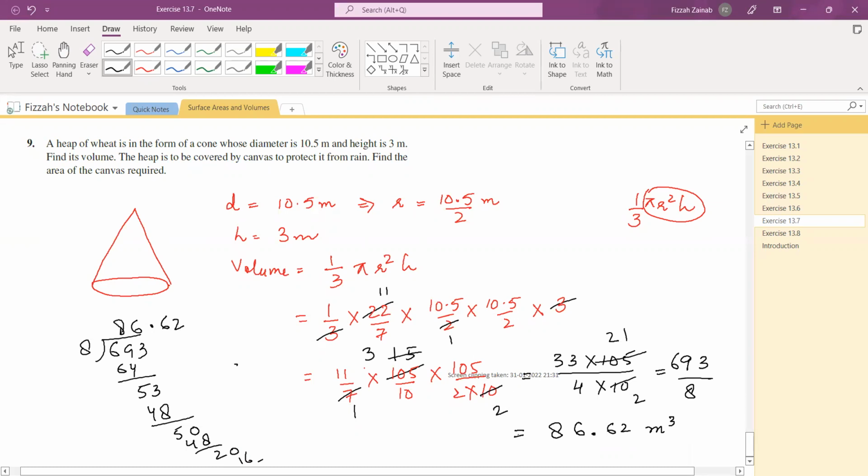Okay, you can just check your calculation again. I'm getting this volume. Now, what else? Next, read the question. The heap is to be covered by canvas to protect it from rain, right? Find the area of the canvas required. So, Miraj, now tell me which area you require, the total surface area or the curved surface area in this case?